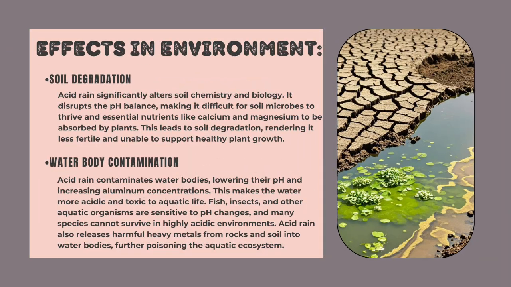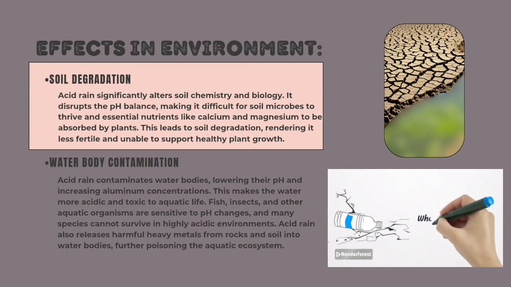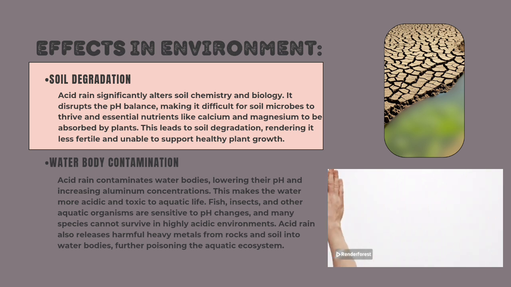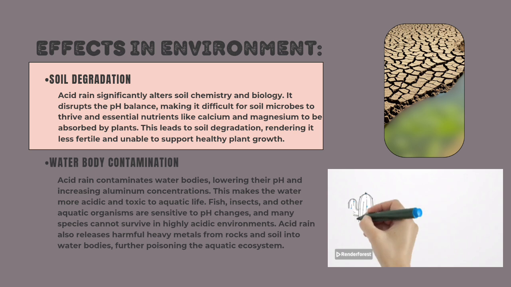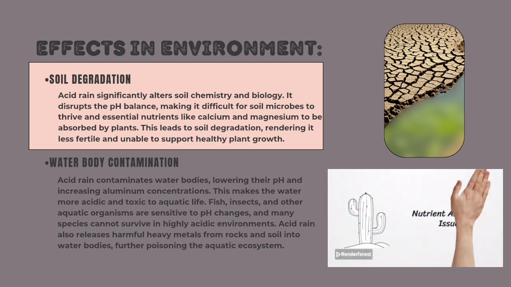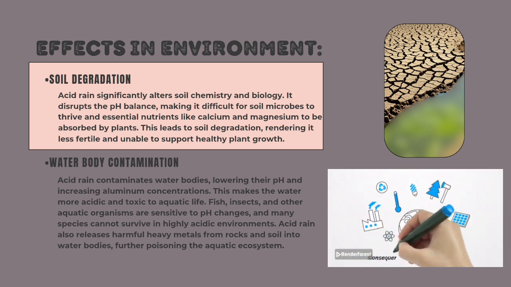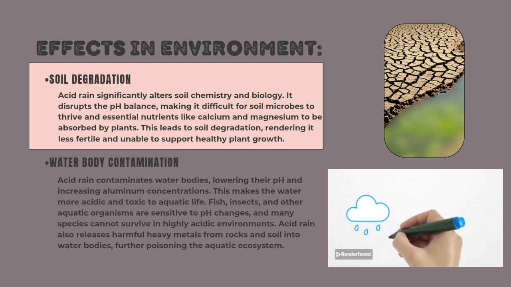Acid rain effects in life and environment. Effects in environment. Soil degradation. Acid rain significantly alters soil chemistry and biology. It disrupts the pH balance, making it difficult for soil microbes to thrive and essential nutrients like calcium and magnesium to be absorbed by plants. This leads to soil degradation, rendering it less fertile and unable to support healthy plant growth.